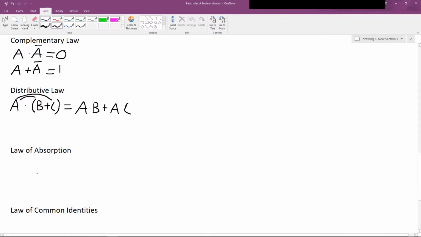Next is the law of absorption, which goes like this: A ORed with A ANDed with B equals A. This can be shown by using the distributive law from above. So what we have is A ANDed with 1, plus AB. And this can be written with A on the outside and 1 ORed with B on the inside. And we already know what 1 ORed with B is. It's always high, so we have 1 ANDed with A, and that's of course A.